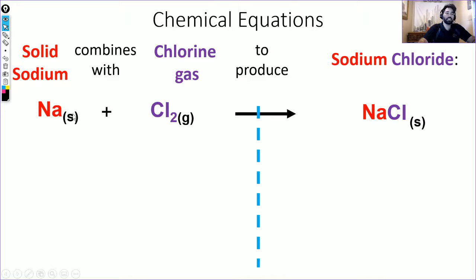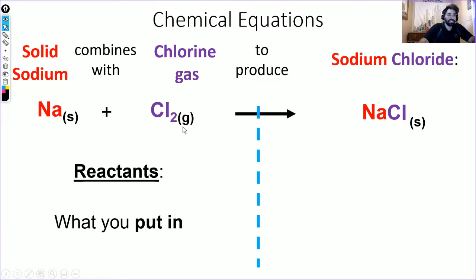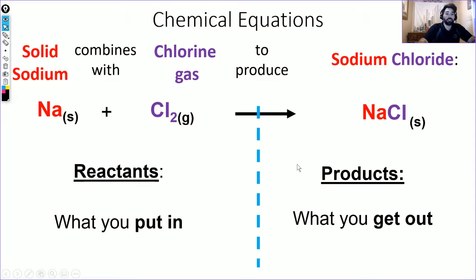Now, something you need to see is this dotted line. I always draw this dotted line when I'm balancing equations. It's just super useful. What the dotted line does is separate the left-hand side from the right-hand side. It separates your reactants, which is the stuff you put into a reaction, from your products, which is stuff you get out of a reaction.